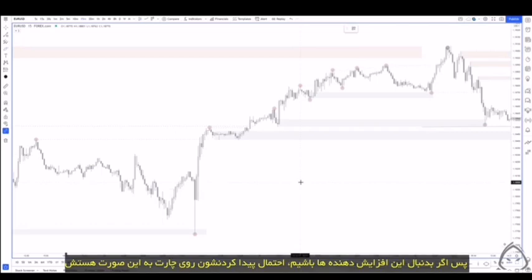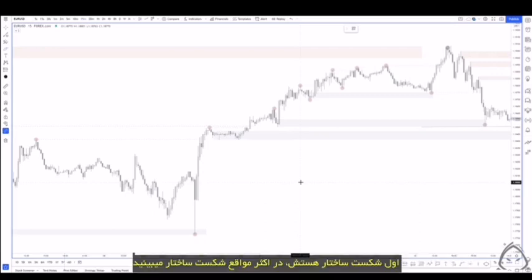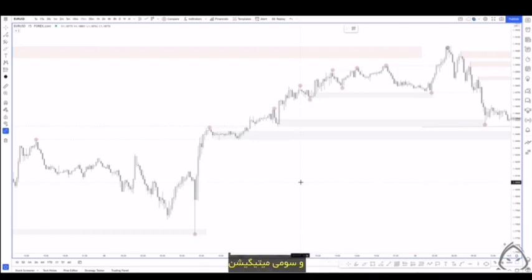So if we're looking at the combination of these probability increasers, we would have in order of succession that we would see. Number one would be a break of structure. More often than not, we're going to see a break of structure. Number two would be a sweep of liquidity. And then number three would be the mitigation.